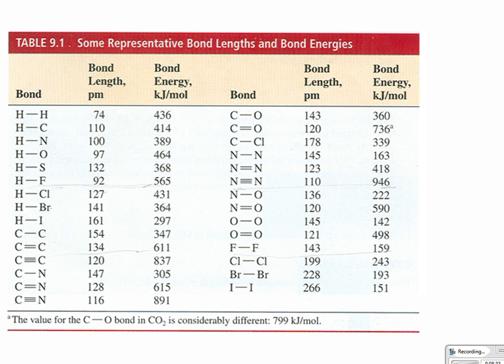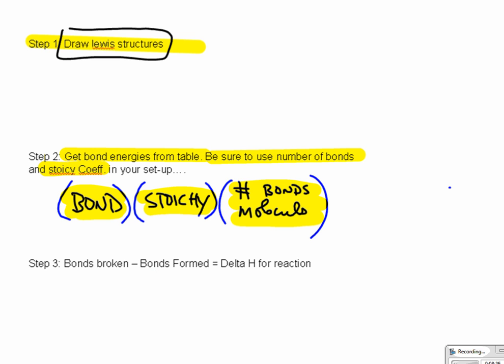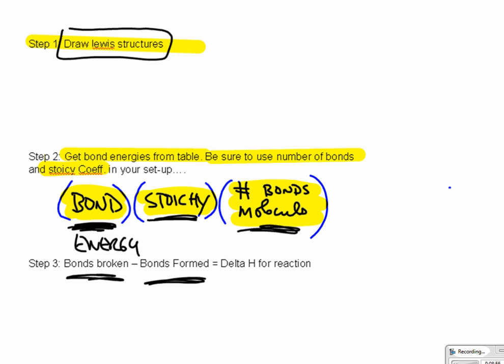So what I'll do is I basically remember this. I take the bond energy from the table. So this is the bond energy from the table for each one. The stoichiometric coefficient from the equation, and the number of bonds in the molecule, multiply them all, and I get the energy. I do that for all the bonds broken, all the reactants. Then I do the same thing for all the products, subtract the two, and I get the delta H for the reaction. The biggest thing most people do is they forget the stoichiometric coefficient.